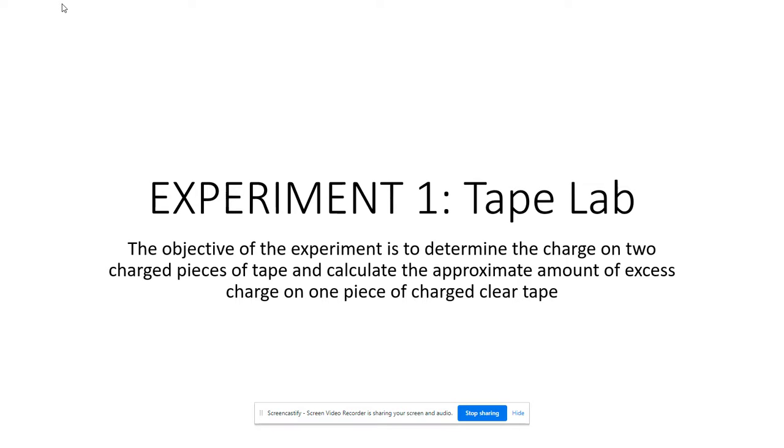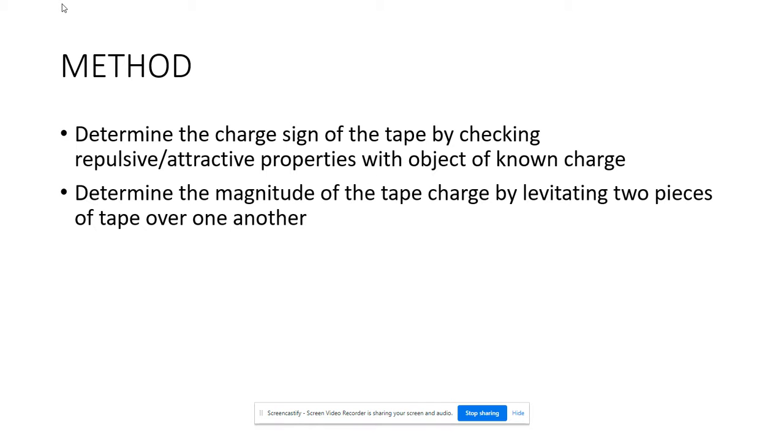The objective of the experiment is to determine the charge on two charged pieces of tape and calculate the approximate amount of excess charge on one piece of charged clear tape. This is accomplished by experimentally determining the charge sign of the pieces of tape and then the magnitude. The charge sign of the tape was experimentally determined to be positive by checking if it repelled or attracted to an object with a known charge.